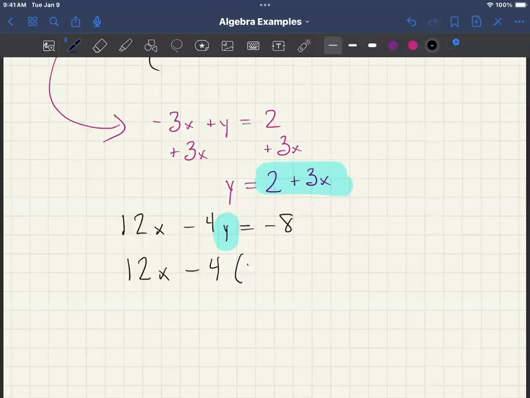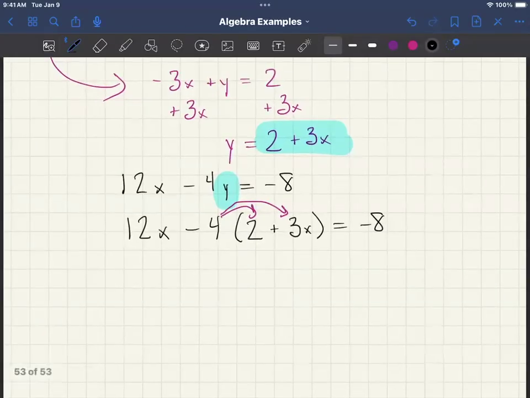And don't forget, parentheses are your friend. Put that in. In particular, we want to remember our parentheses because this negative 4 is going to distribute. If you do not do that, things that are bad will happen. So we don't like bad things happening in our math world. We like nice things to happen.